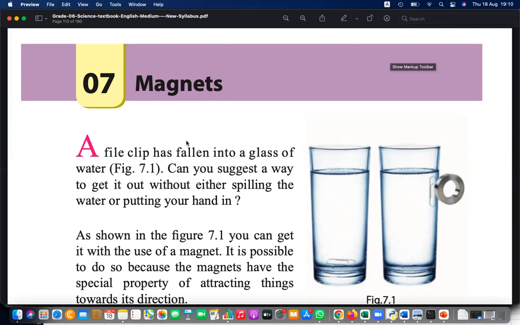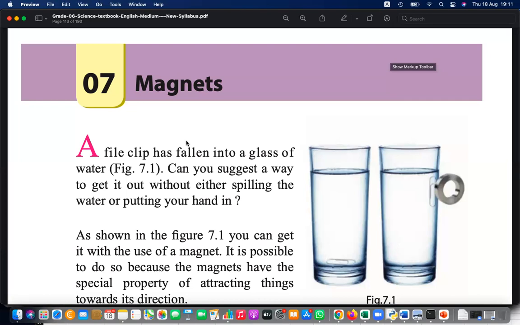Motor. DC motor. Yes, in a DC motor we are using a permanent magnet as well as electromagnets, both permanent and temporary magnets. Anything else? Anywhere else? In a compass. Yes, DC motor is a correct example, and pencil box is a correct example.